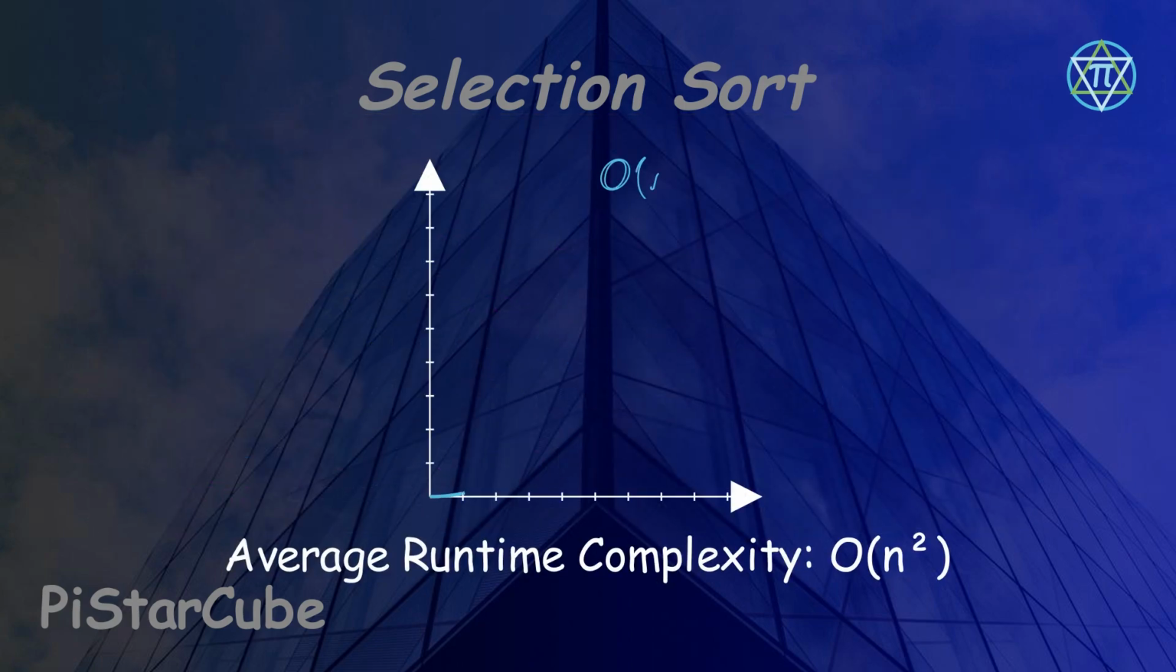Here's the time complexity graph for selection sort. The algorithm performs n-1 comparisons in the first pass, n-2 in the second, and so on. This results in a time complexity of O(n²) in both the average and the worst cases, making it inefficient for large datasets. And that concludes our look at selection sort.